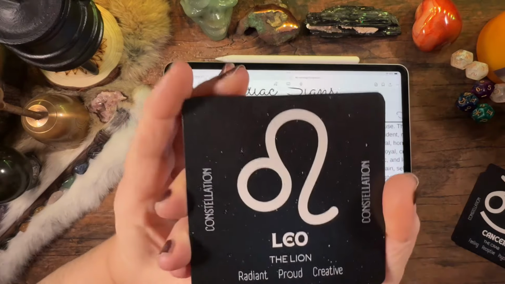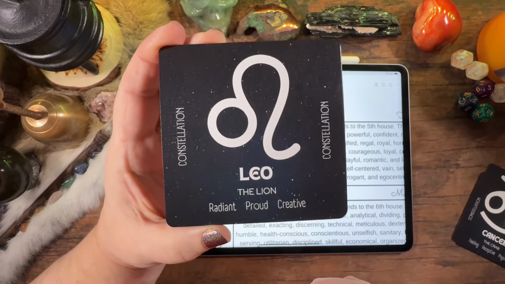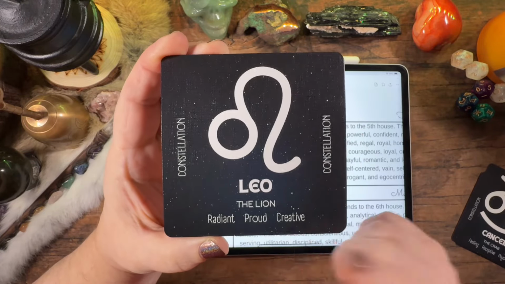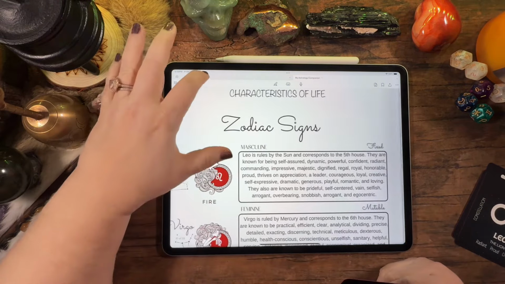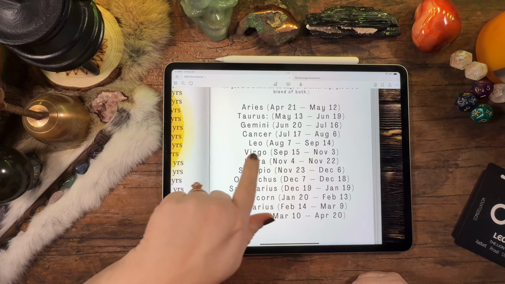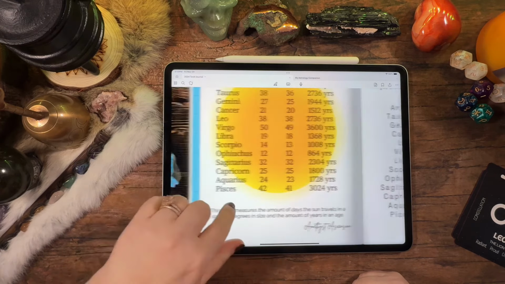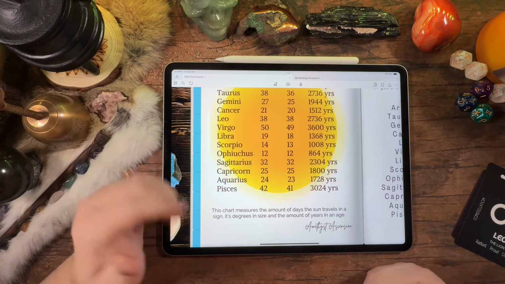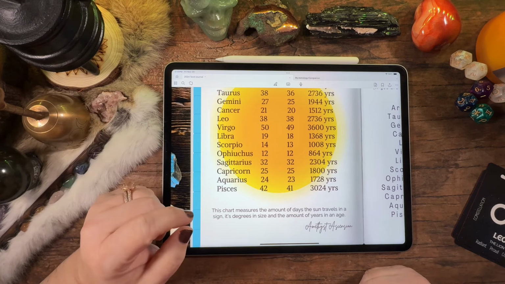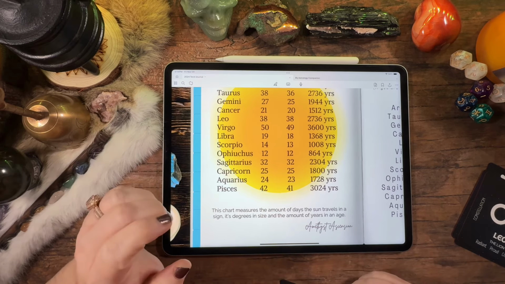So this is what the symbol for Leo looks like. It is the lion, and it is radiant, proud, creative. Now these are the dates for Leo, true sidereal: August 7th to September 14th. Leo is 38 degrees in size, so it's significantly larger than your normal 30 degrees, right? So the sun travels in it approximately 38 days every year.